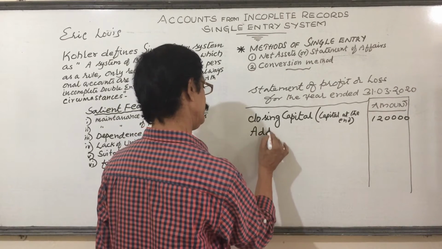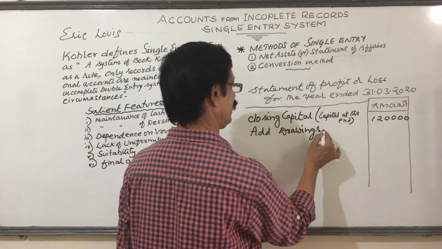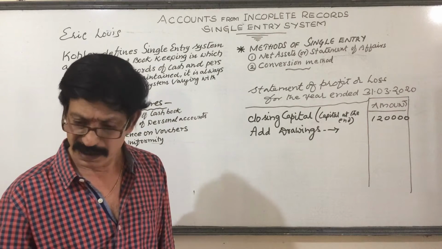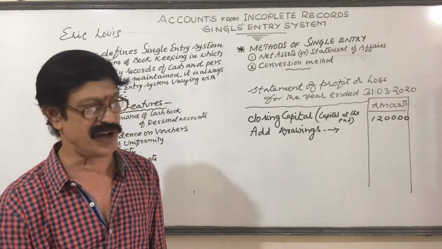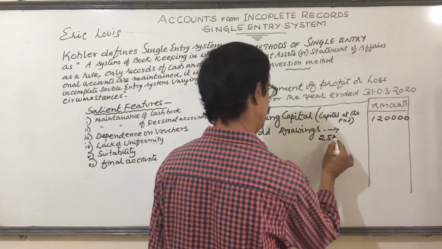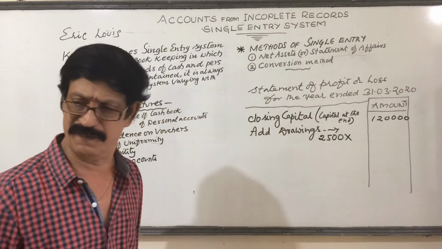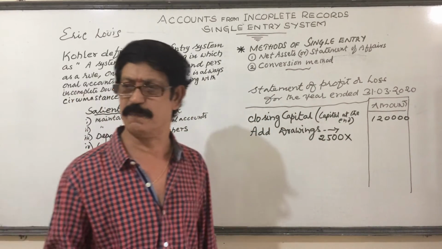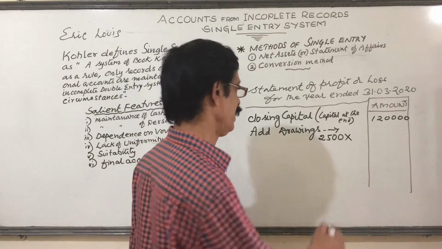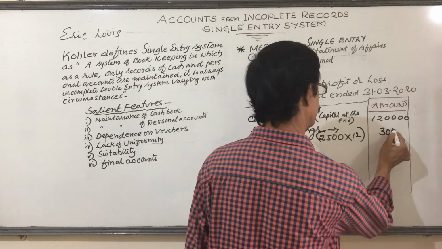Add drawings during the year. Suppose the owner, the proprietor, withdrew 2,500 rupees every month for his family, domestic and personal use, which is called drawings. For 12 months, he has withdrawn 30,000 rupees.